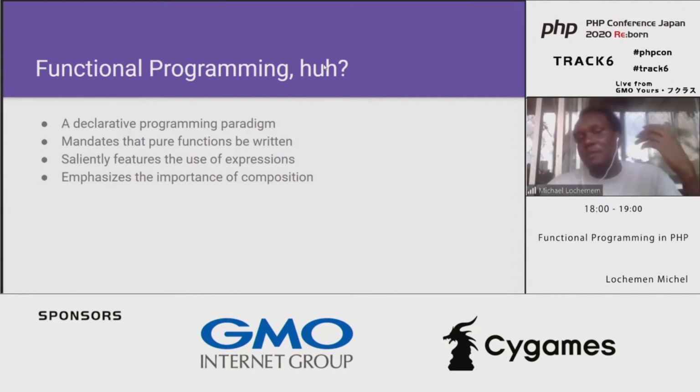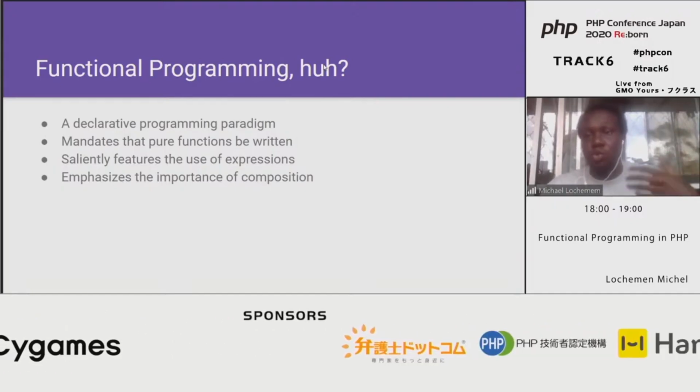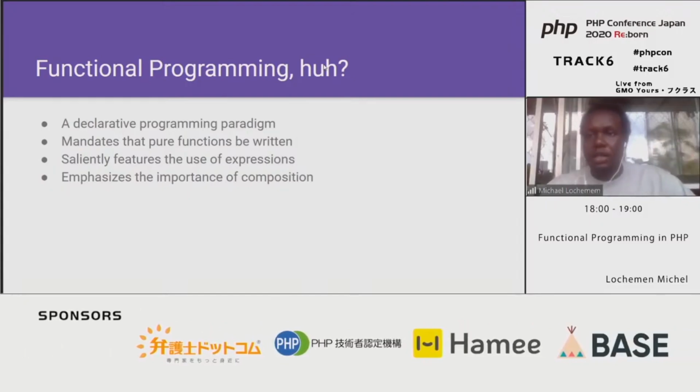It saliently features the use of expressions. So that means that functional programming conditions you to write expressions that evaluate to a certain result. 2 + 2 = 4. Foo concat bar is foo bar. Those kinds of things, right? And we'll get to that. And also composition, because in functional programming, you build large programs from small ones that are basically these function composites, right? So you put them together, you compose, you chain, create programs.